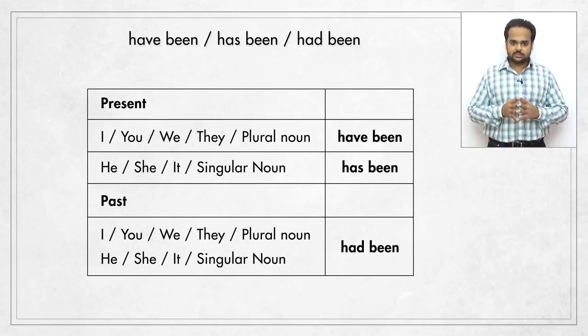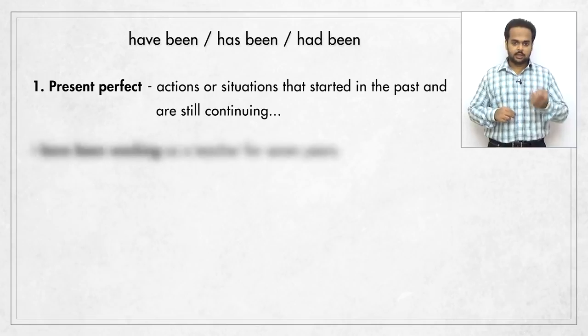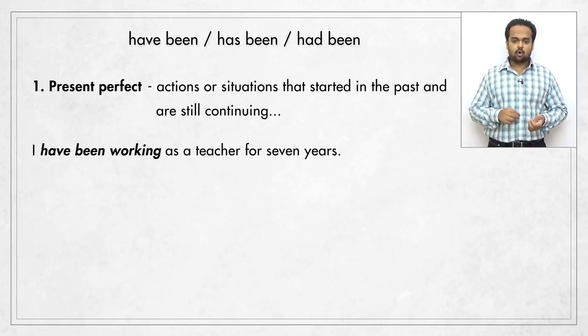Good. So let's now talk about the first use of these forms. This is in the present perfect tense. That is to talk about actions or situations that started in the past and are still continuing. Here's an example. I have been working as a teacher for 7 years. In speech, we usually shorten I have to I've. I've been working as a teacher for 7 years.